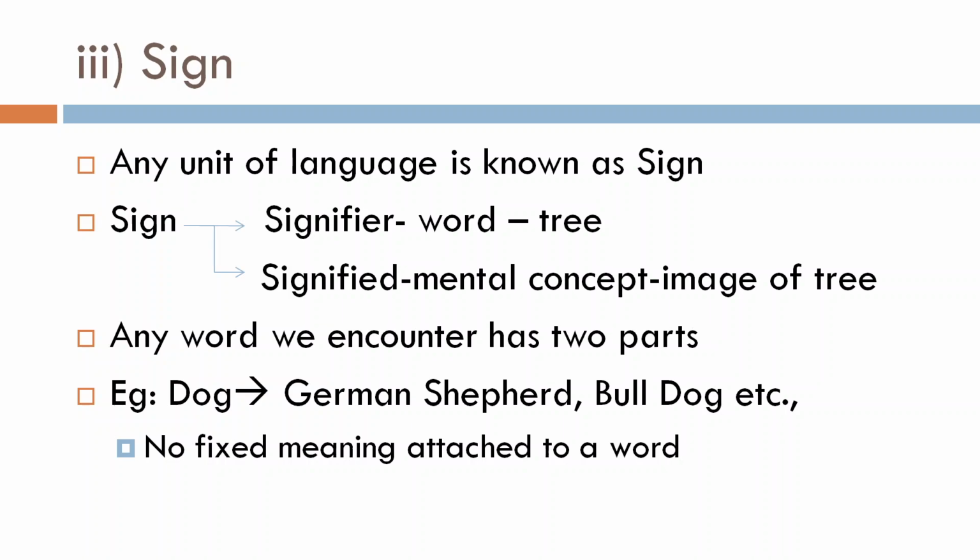Okay, so any word we encounter has two parts, signifier as well as signified, and there is also a relation between both of them. If you see the example, dog, if I say dog to you, you may think about a German Shepherd, and the other one will think about a bulldog. Here dog is the signifier, but the image that you get when I say the word dog is the signified. So which means there is no fixed meaning attached to a word. The signified is not fixed. It differs.